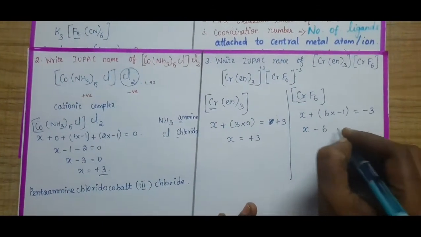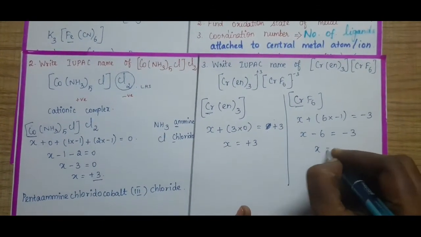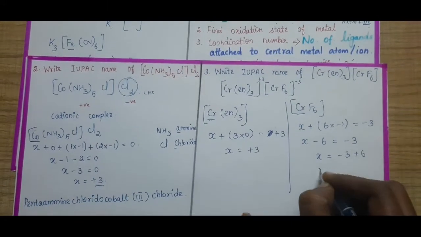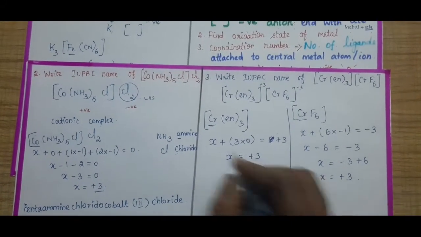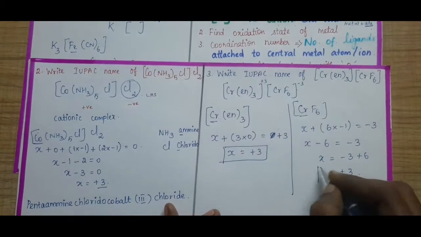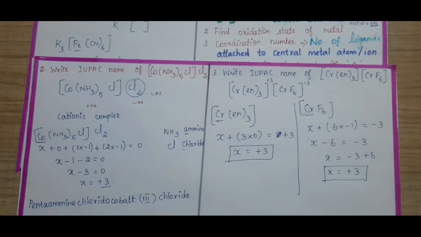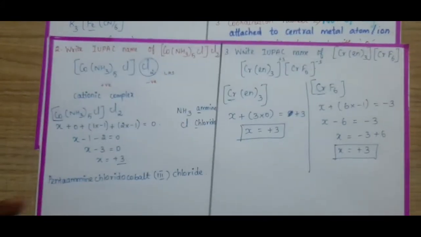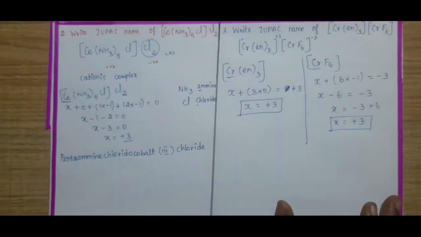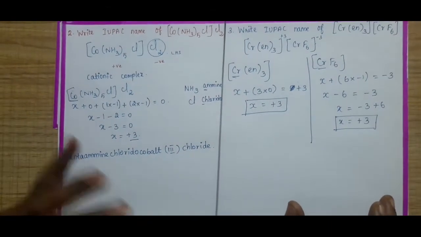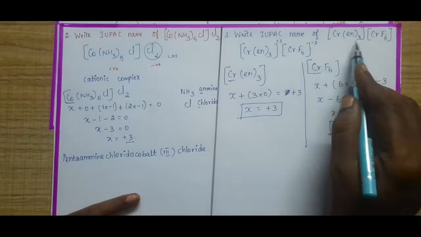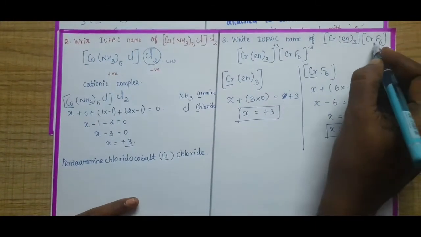So X minus 6 is equal to minus 3. X is equal to minus 3 plus 6. So X will be equal to plus 3. So in both the complexes, the oxidation state of the metal is plus 3. For chromium, you can generally remember like this: the oxidation state will be plus 3. Now we have two ligands, isn't it? One is en, another one is F.